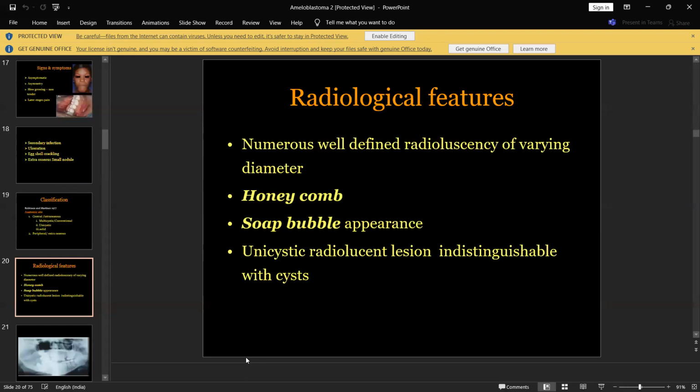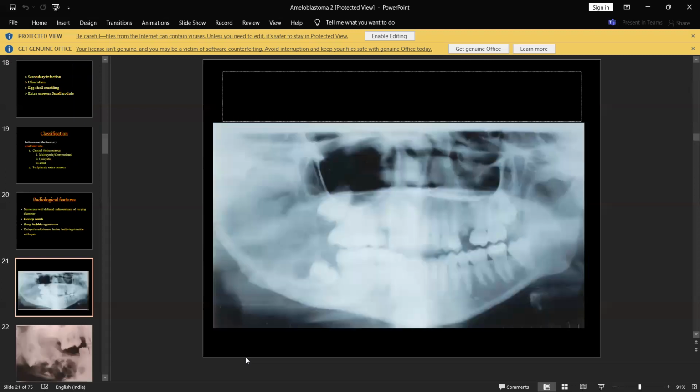And coming to the radiological features, usually it will be a radiolucent lesion of varying diameter. Sometimes a honeycomb appearance may be given, sometimes a soap bubble appearance. Then unicystic is a radiolucent lesion. If you write a differential diagnosis of any cyst, you can always include unicystic ameloblastoma. So coming to the radiological features, we'll continue in the next class.